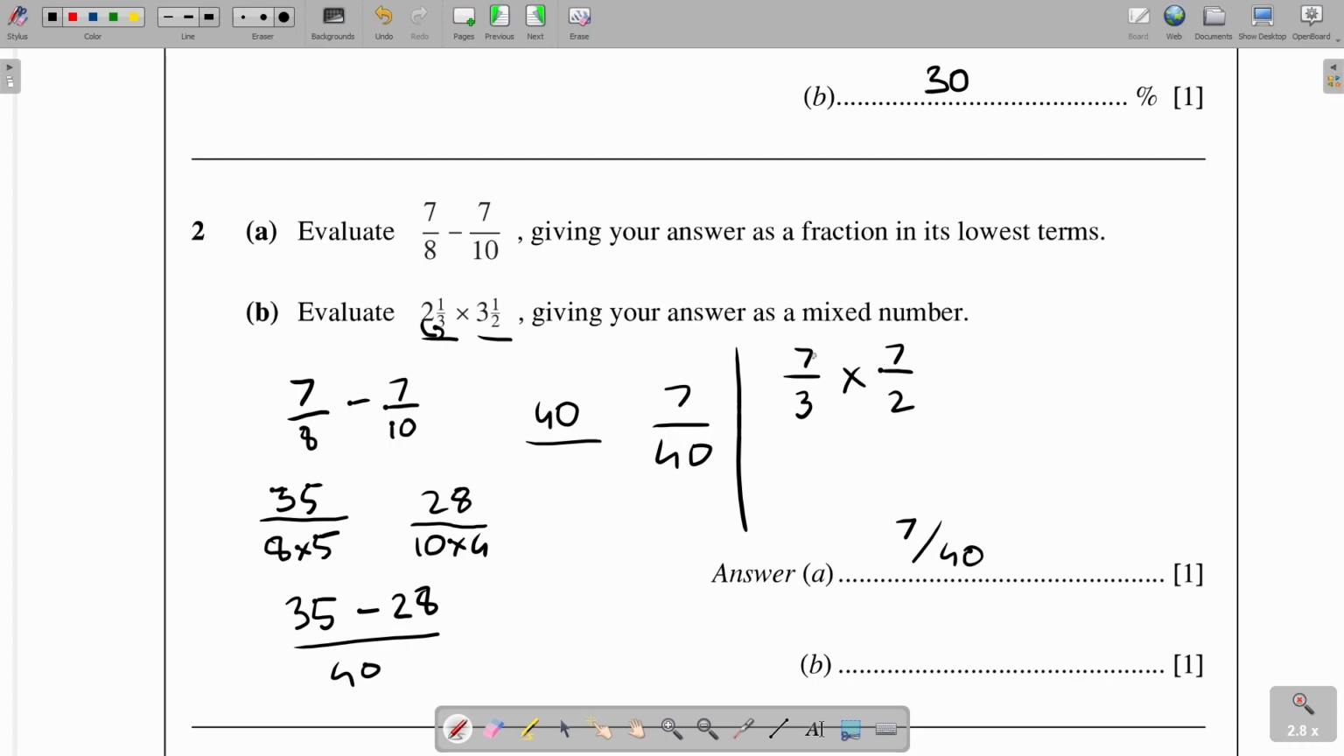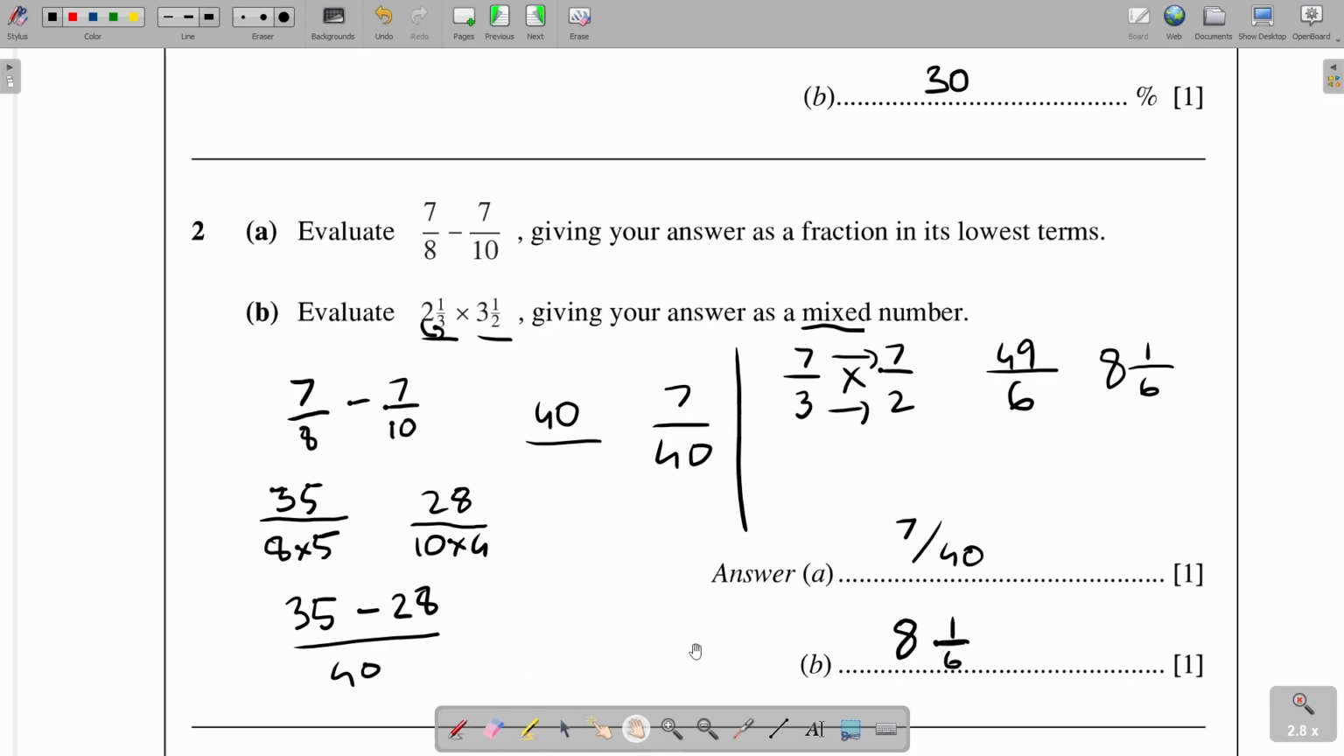And now when we're multiplying fractions like this, we just multiply this with this and this with this. So 7 into 7 is 49 and 3 into 2 is 6. And now we need to give the answer as a mixed number. So 6 6s are 36, 6 7s are 42, 6 8s are 48, right? So 8 wholes and then 1 over 6. And I think that is the answer, 8 wholes, 1 over 6.